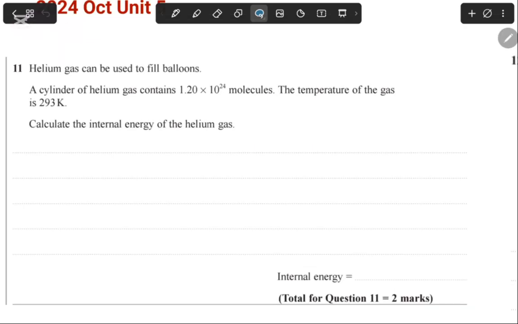So in the first question it says, helium gas can be used to fill balloons. A cylinder of helium gas contains 1.2 times 10 to the power of 24 molecules. The temperature of the gas is 293 Kelvin. Calculate the internal energy of the helium gas.